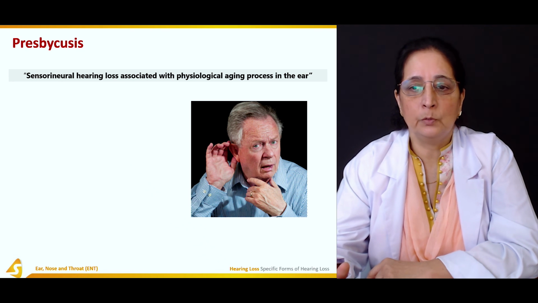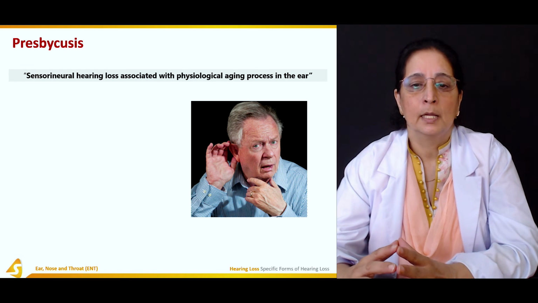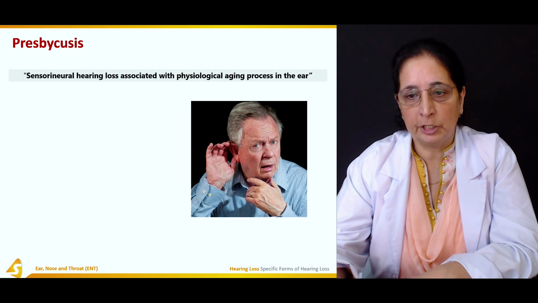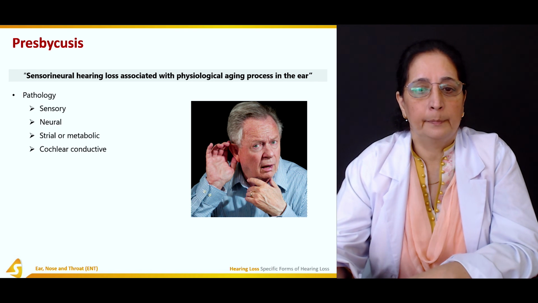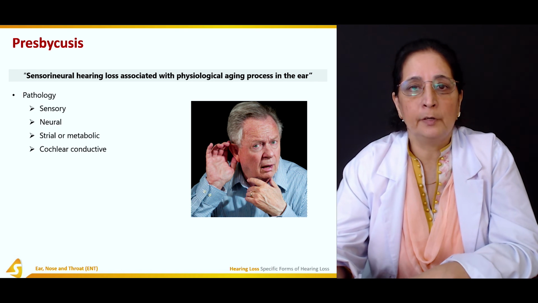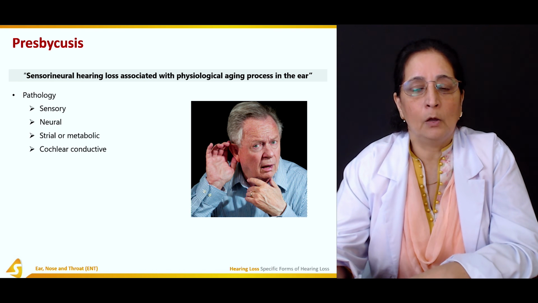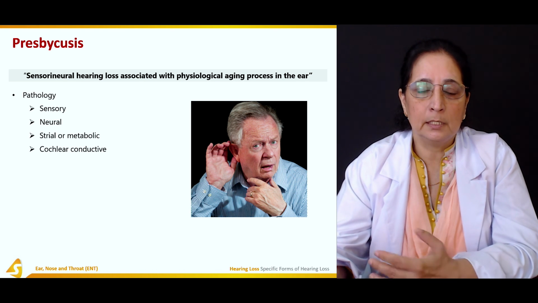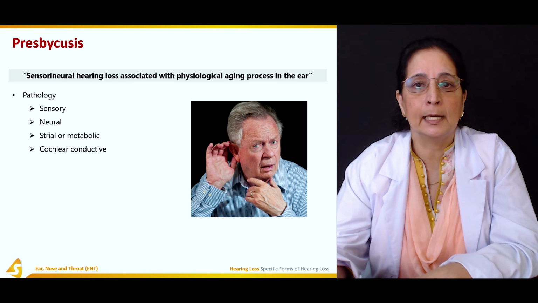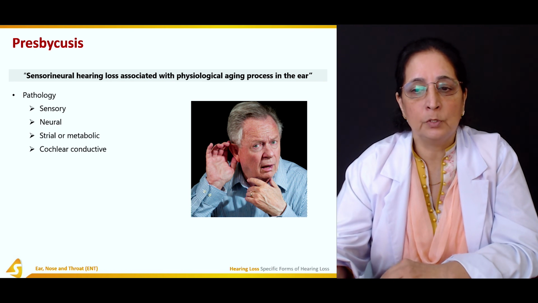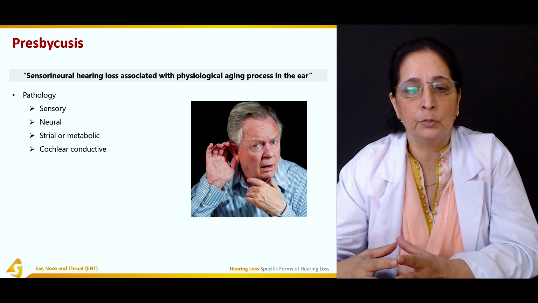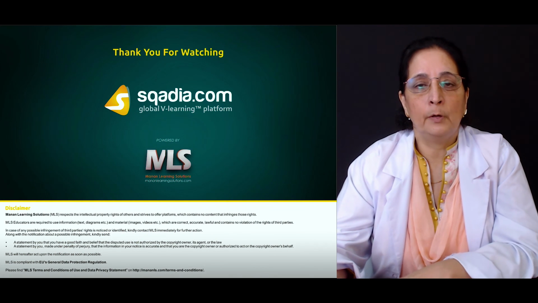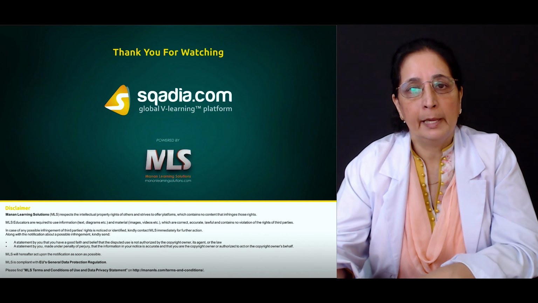Presbycusis. Presbycusis is sensorineural hearing loss as a result of aging. It can be sensory, neural, strial or metabolic, or cochlear conductive. So these are different pathologies that can lead to presbycusis, or hearing loss due to aging. That was all about some different types of hearing loss.